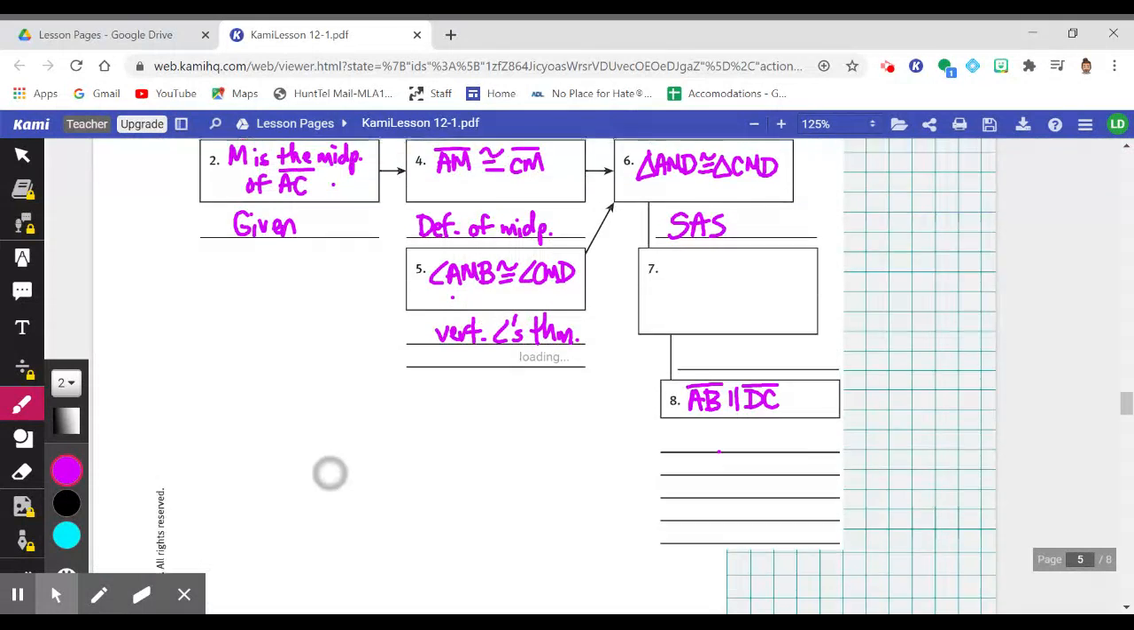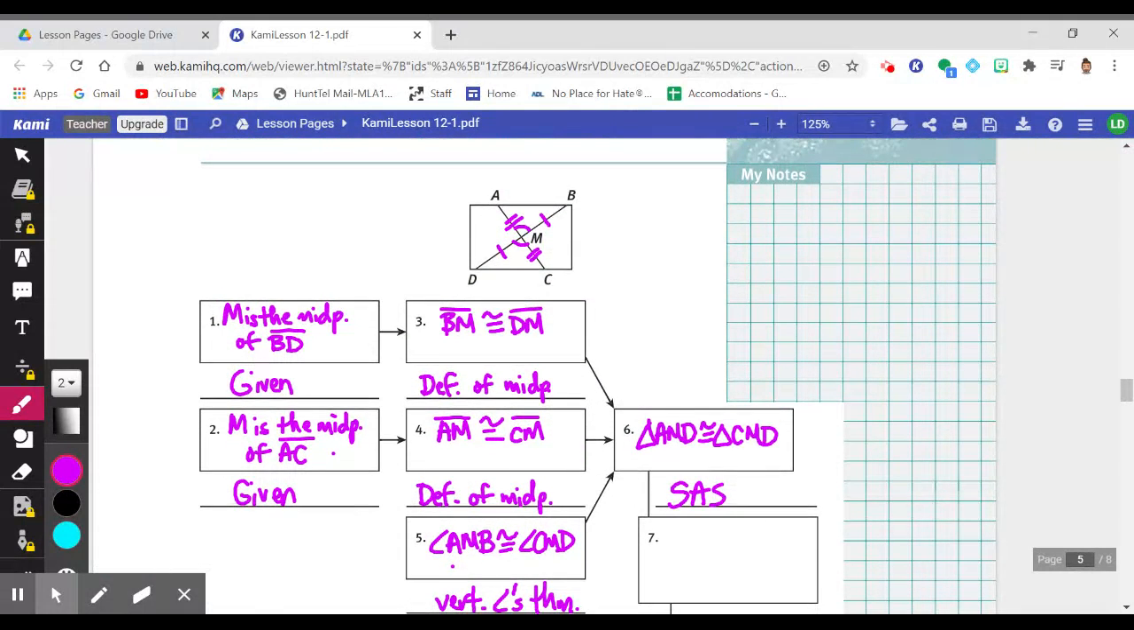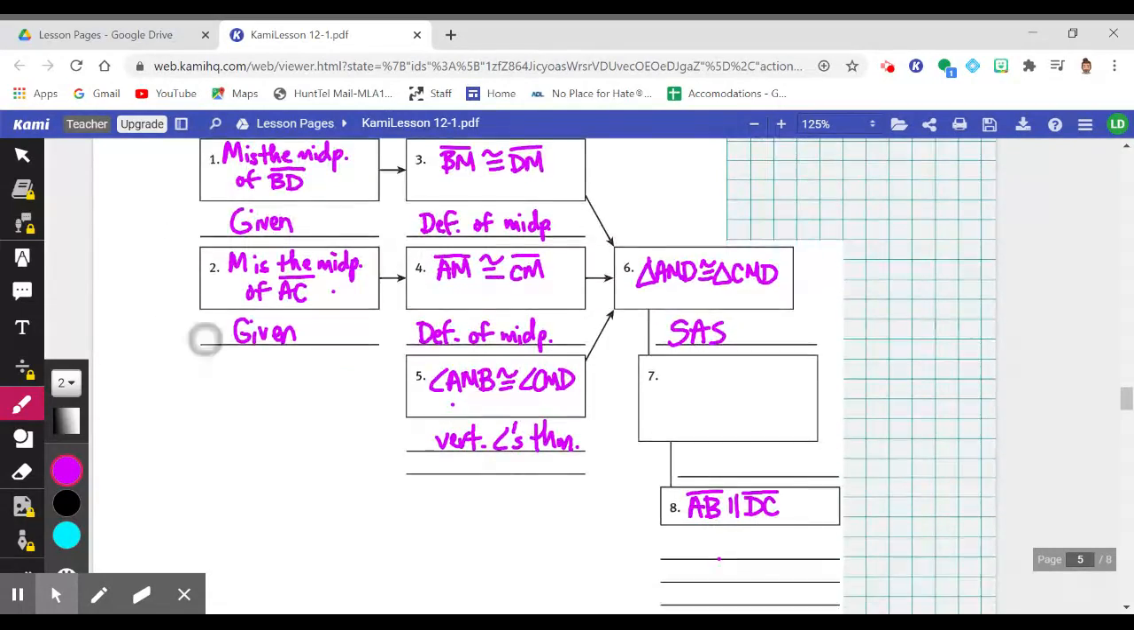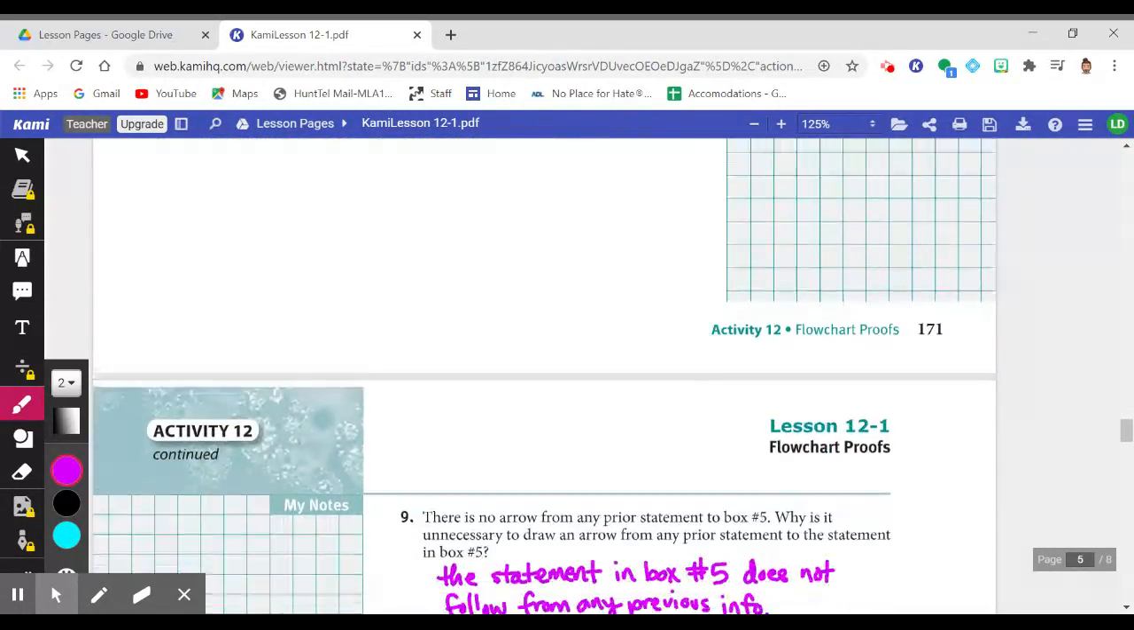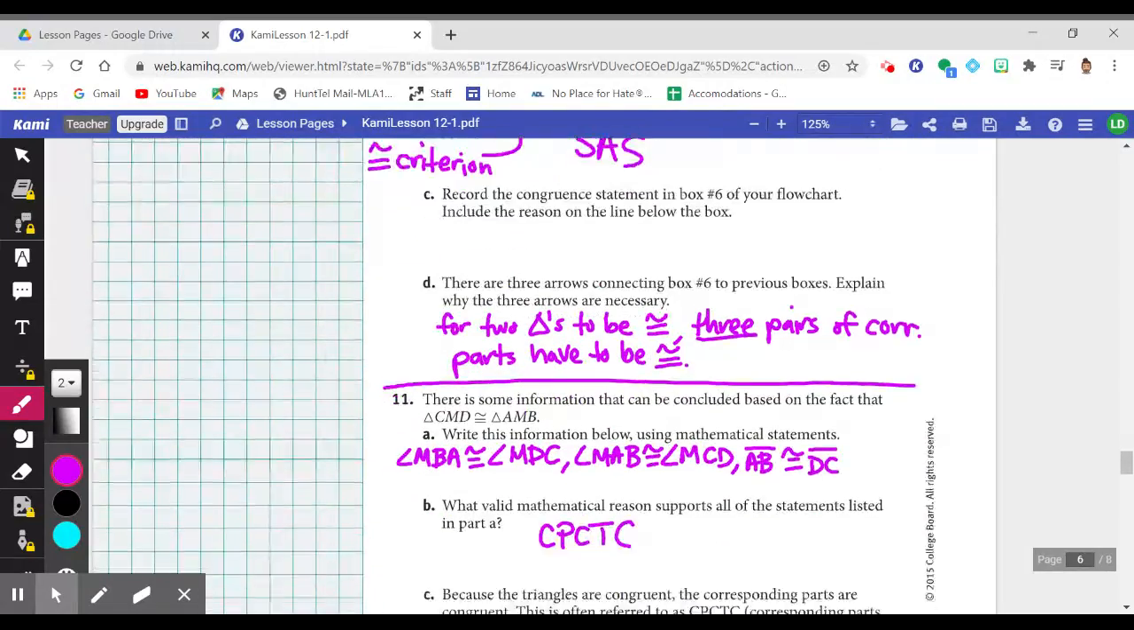I'll go back to the diagram. Now that we know these two triangles are congruent, then any other parts we knew nothing about have to be congruent as well, because we've just proven the triangles congruent. So line segment AB has to be the same length as line segment CD. And this angle here at A has to be congruent to this angle at C. And this angle at B has to be congruent to this angle at D because of CPCTC. Corresponding parts of congruent triangles are congruent.